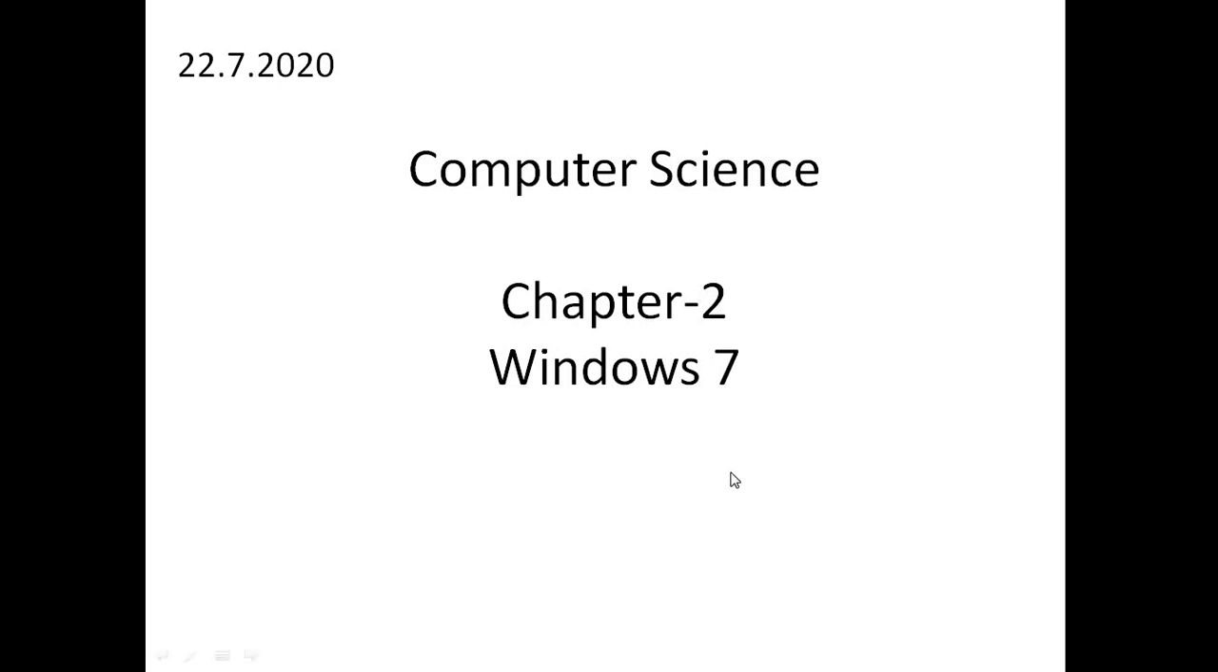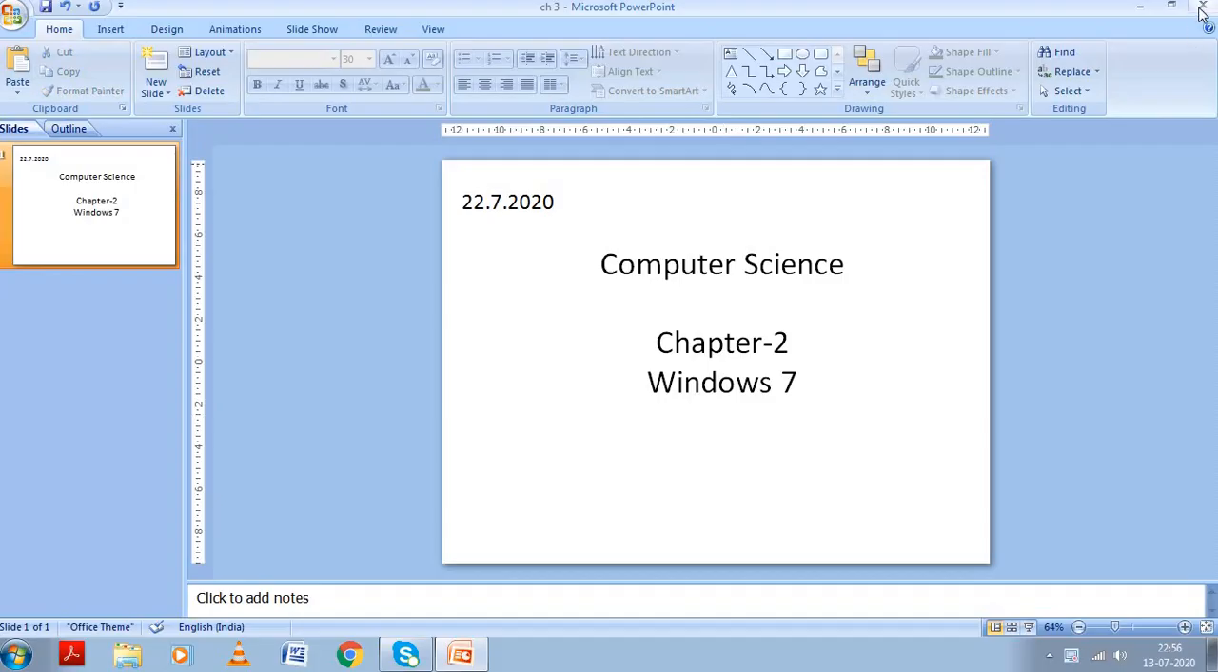Windows 7. Do you know what Windows is? Windows is an operating system, and most of the students are using the Windows 7 version. Is it or not? Because Windows 7 is more friendly, more attractive, very interactive and easy to use, right? So let's talk about Windows 7.